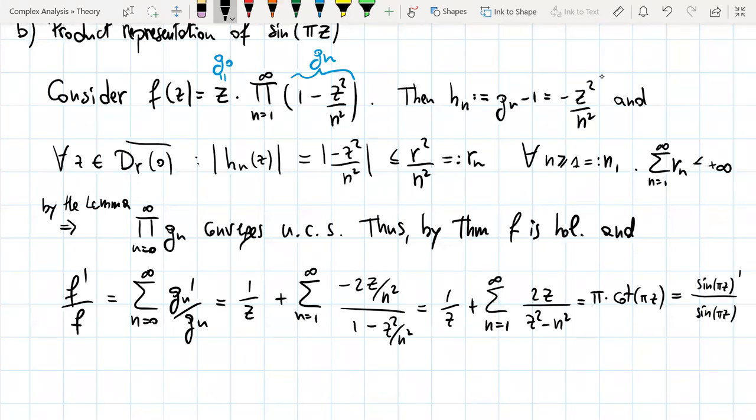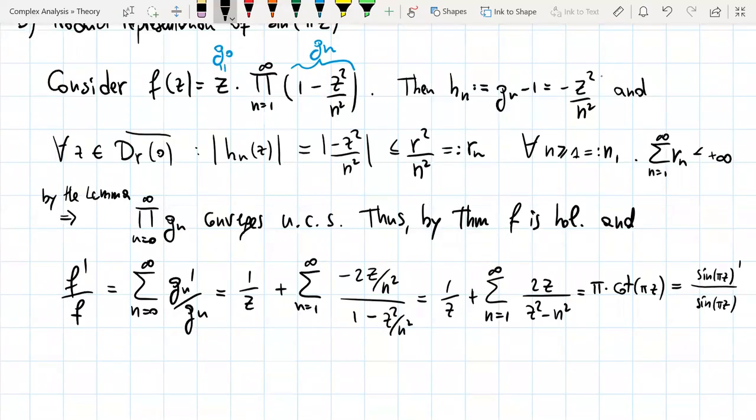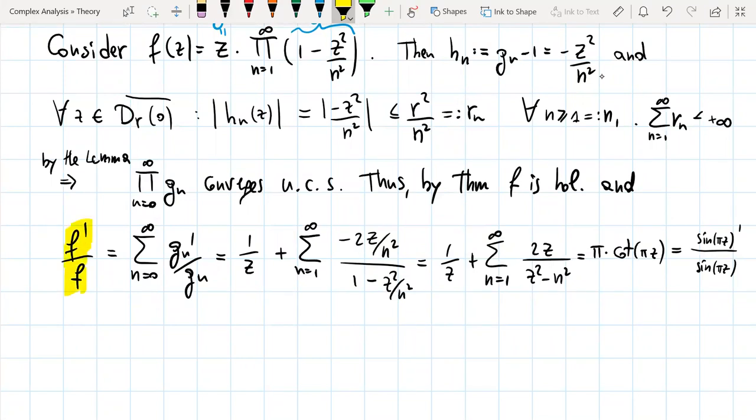This gives you pi times the cotangent of pi z. And now you see you have this equality. So f prime over f is equal to sine of pi z prime over sine of pi z. And this tells you that f divided by sine of pi z, prime, is equal to zero. You can check this and you will do it actually in the exercises. So this means that this function is constant.